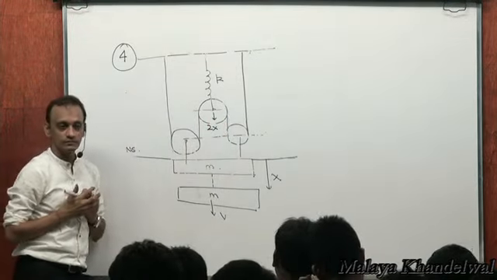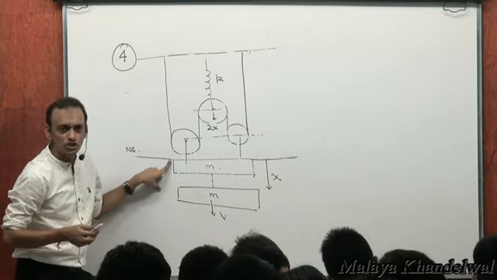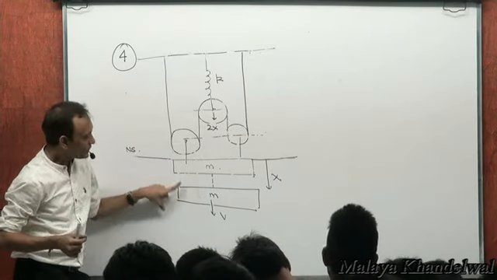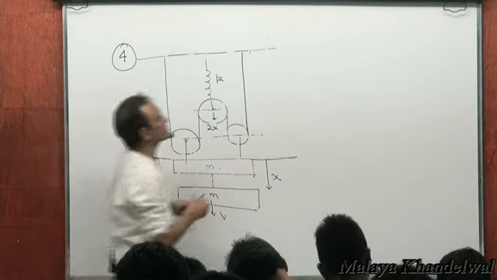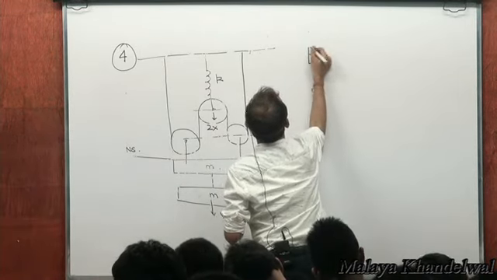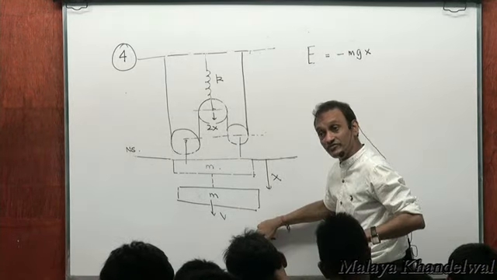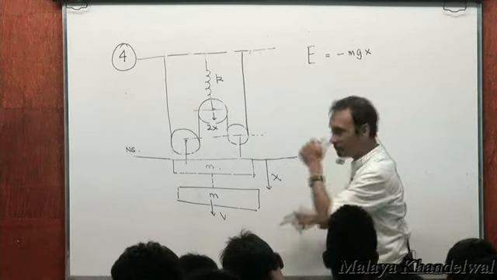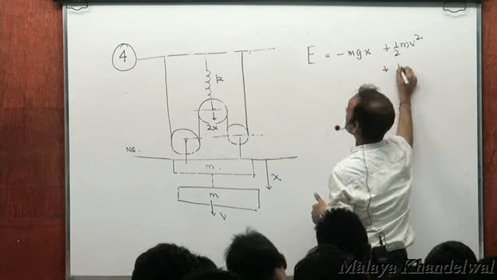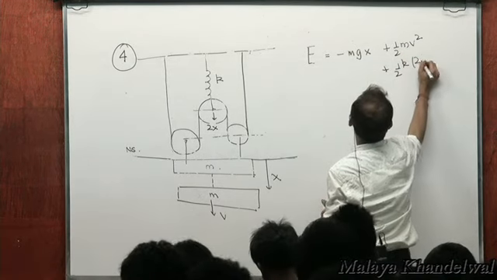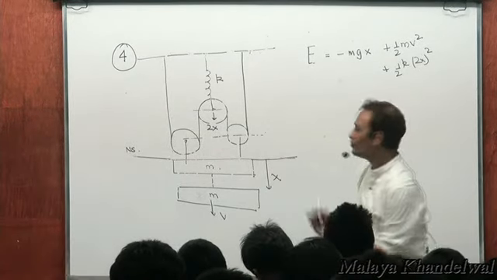That's what it means. Let me write the energy expression. Let me look upon this as the zero of gravitational potential energy. Then this would be minus mgx. So the total energy E would be minus mgx plus half mv squared plus half k into 2x whole squared, and dE/dx equal to 0.